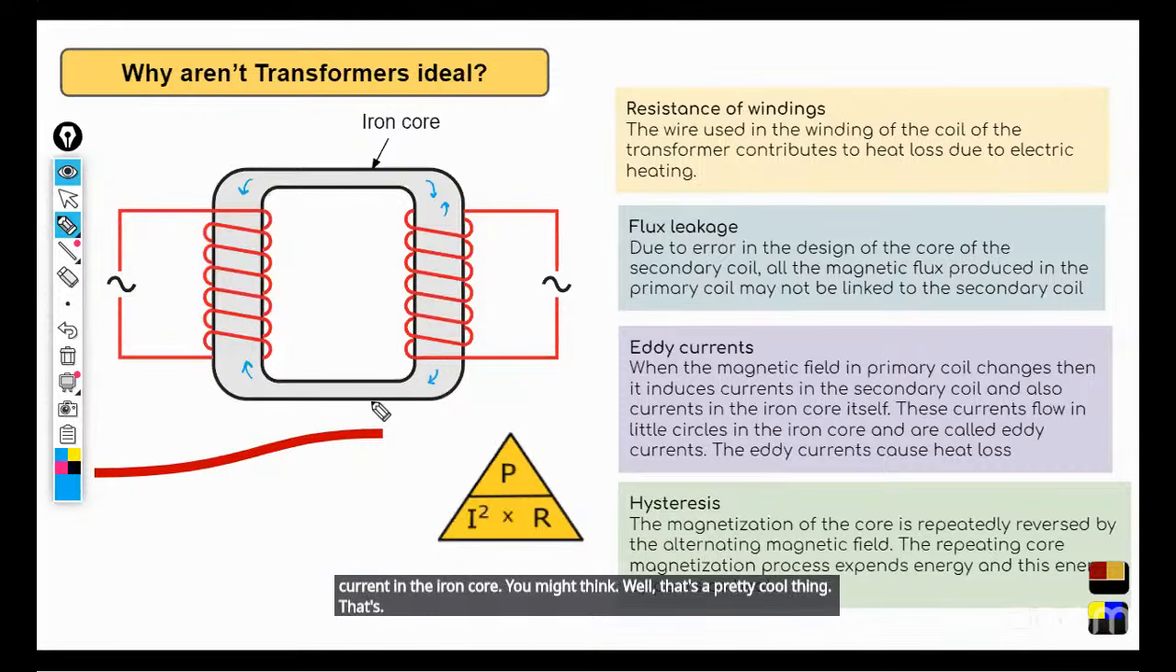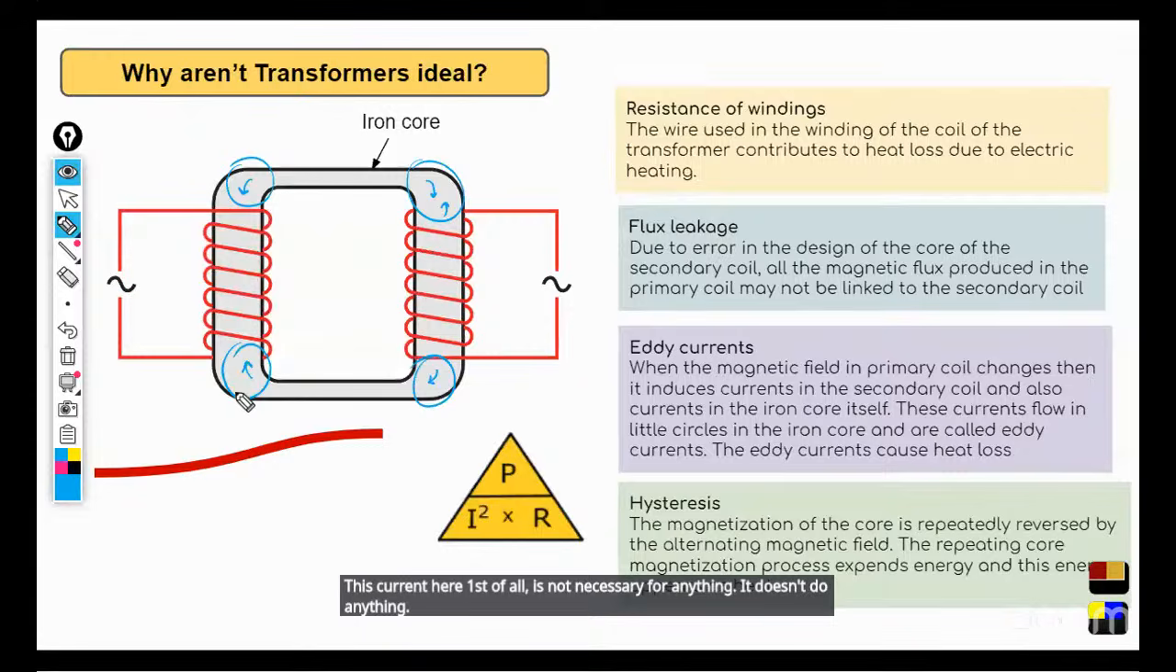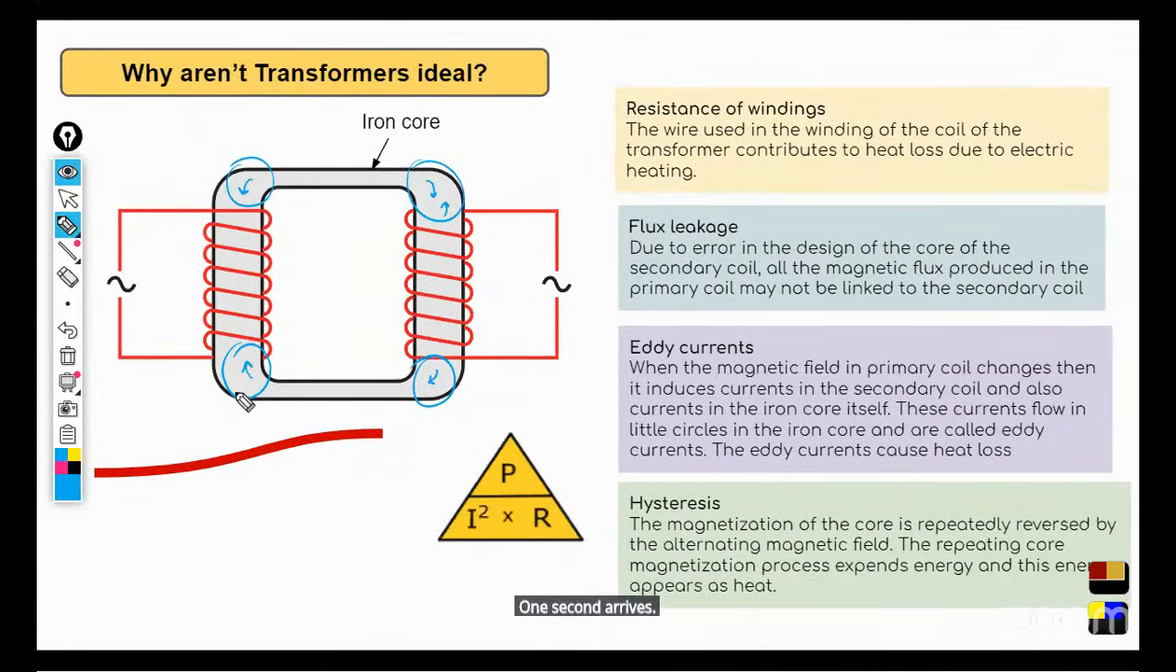You might think, well, that's a pretty useful thing to have a current in the iron core. No. This current here, first of all, is not necessary for anything. It doesn't do anything useful. One second, guys. Just one. Oh. It doesn't do anything useful. I mean, it's current, it's just there, but it doesn't do anything useful.